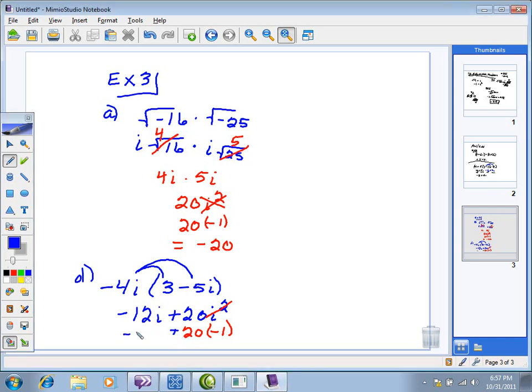And write it the other way. Yep, we'll split it when we write it. In other words, is equal to what, negative 20? That's the real part. Yeah. Then what? Minus 12. You got it. Beautiful.